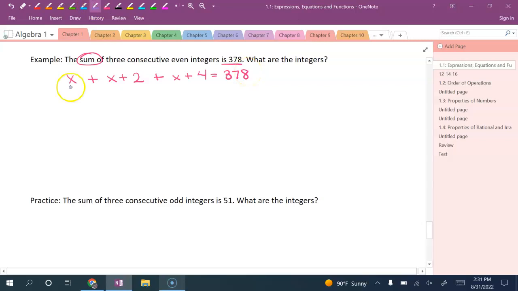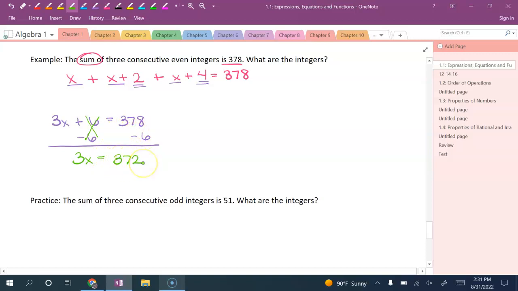So the first thing I would do is look at my x's. I have 1, 2, 3 x's, so 3x. And then I have 1, 2, and a 4 there. So 2 plus 4 would be 6, equals that 378. Now to solve this, the first thing you're going to want to do is move that 6, and you do that by subtracting 6. So we have 3x equals 378 minus 6 would be 372. And then we're going to divide by 3. And that's going to give us x equals 124.